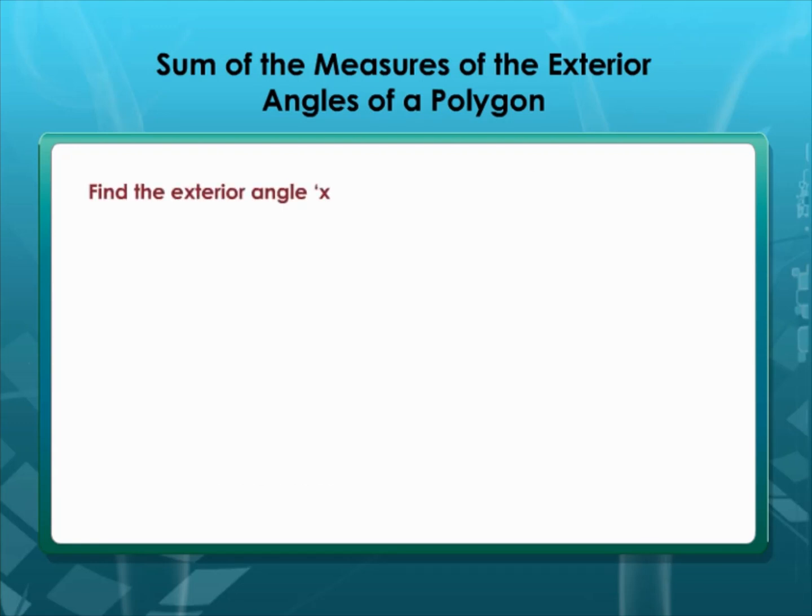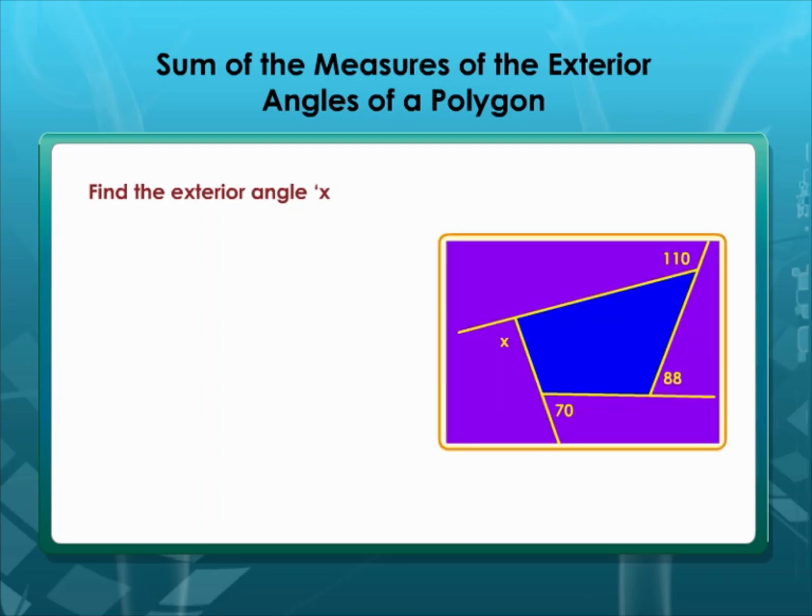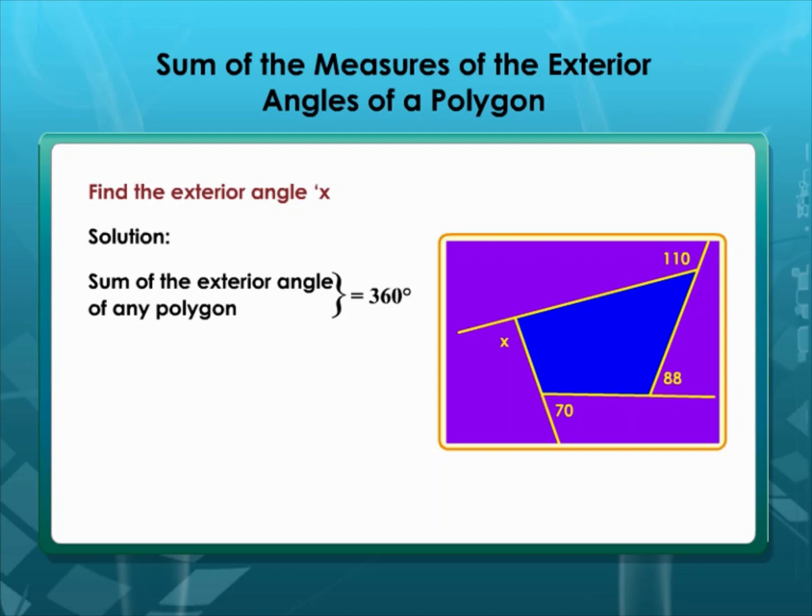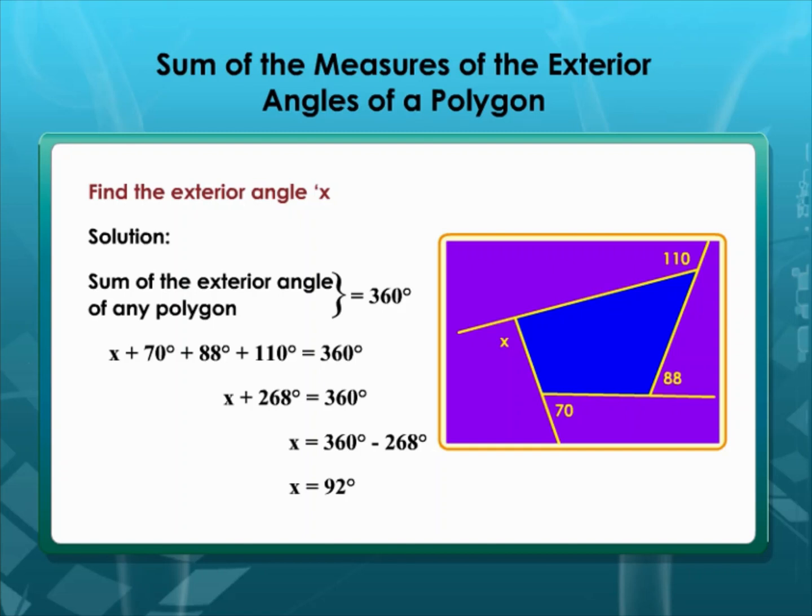Consider the example. Find the exterior angle x for the given polygon. We already know the sum of the exterior angles of any polygon is 360 degrees. So we write x plus 70 plus 88 plus 110 is equal to 360 degrees. When we add, we get x plus 268 degrees. So x is equal to 360 degrees minus 268 degrees. Therefore, x is equal to 92 degrees.